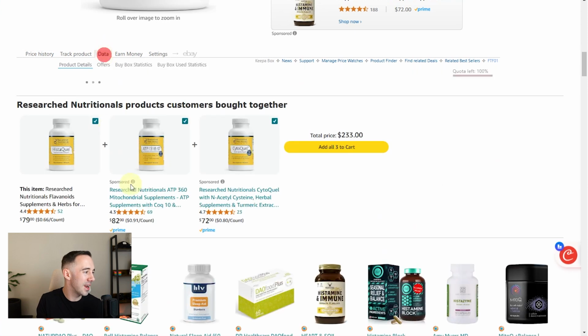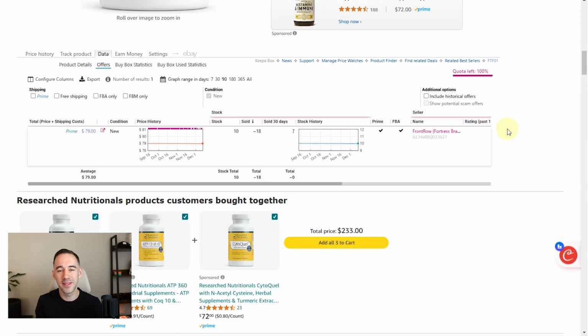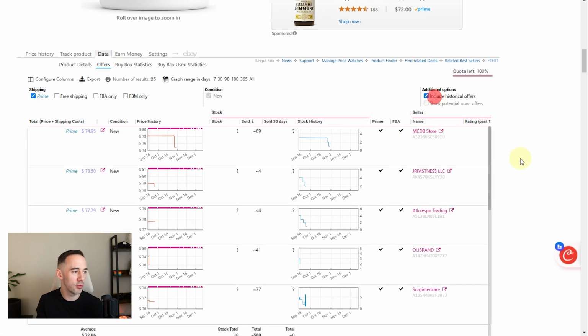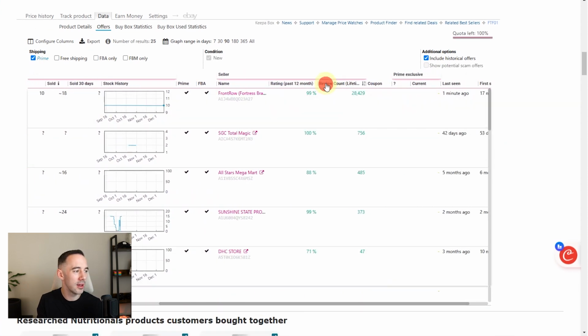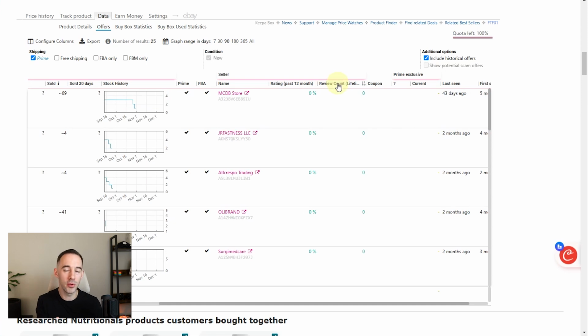You want to come over to the data tab and you want to look at offers. And there's something very unique about this product, which will help you understand why a lot of sellers got Section 3, pretty much all of them. So let's go to Prime and let's go to include historical offers. Now, what I want to do is just come over and click review count. So I want to sort this listing by number of reviews each seller has.